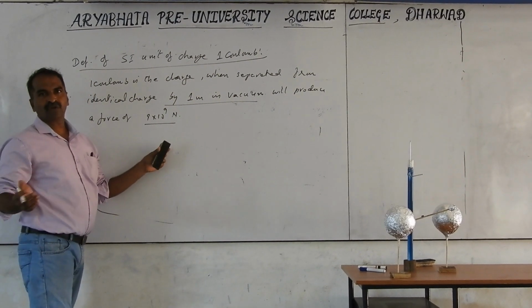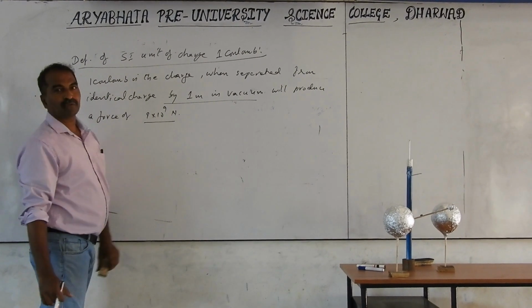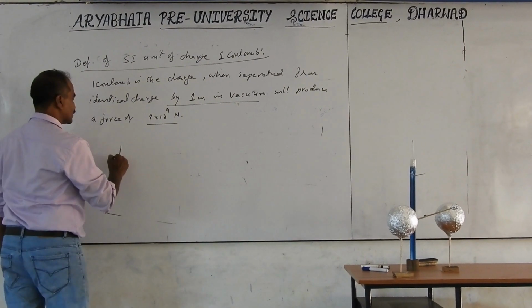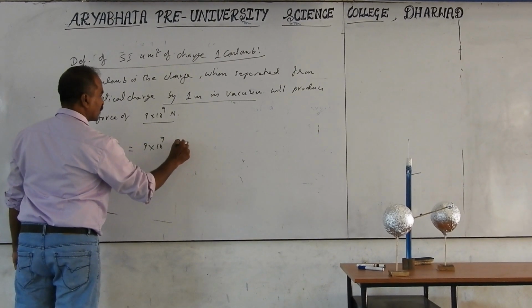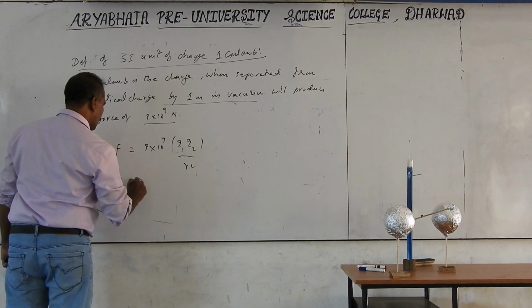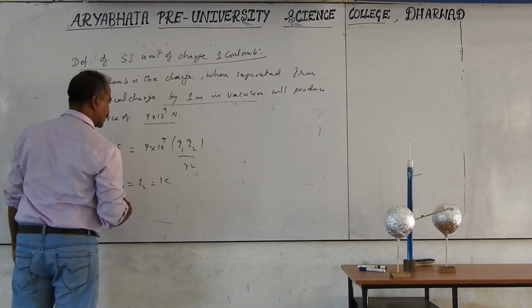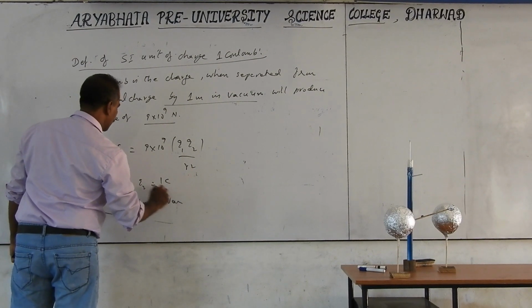You can say it will experience force, or exert the force on the charge. Also, you can say it is under 9 into 10 to the power of 9 newtons. So, if you take this force formula, we have 9 into 10 to the power of 9 into Q1 Q2 by R square. We are taking Q1 equal to Q2 equal to 1 coulomb and R equal to 1 meter in vacuum.